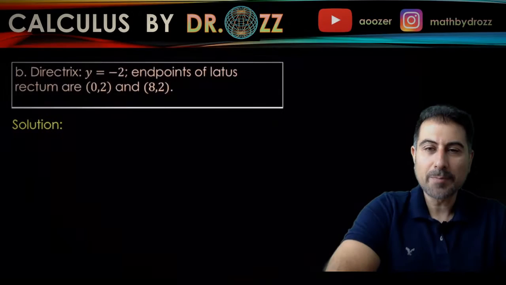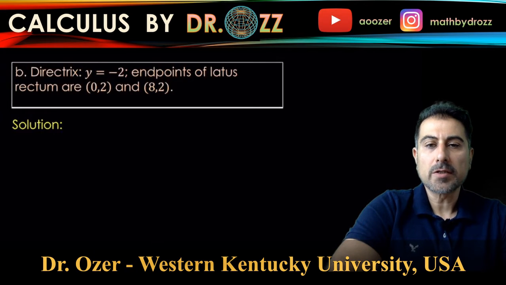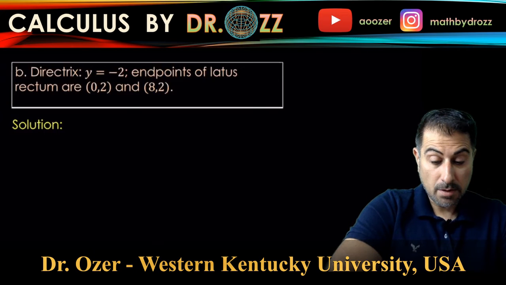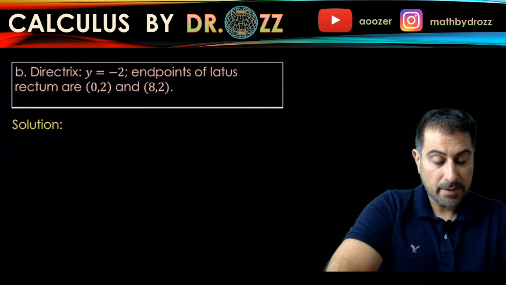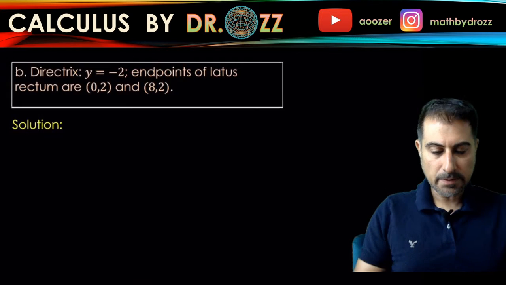All right, let's look at part B. We're given the directrix, y equals -2, a horizontal line, and we are given the endpoints of the latus rectum, which are (0, 2) and (8, 2). So let me just remind you what a latus rectum is.